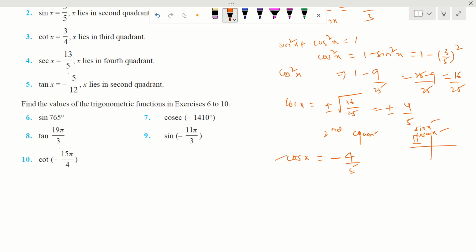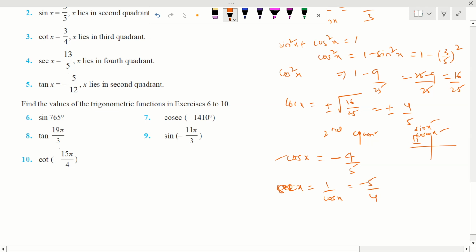Now we got the cos x value, then we have to take the reciprocal of this, which is secant of x. Secant of x we can write as 1 by cos x. So 1 by cos x is minus 5 by 4.